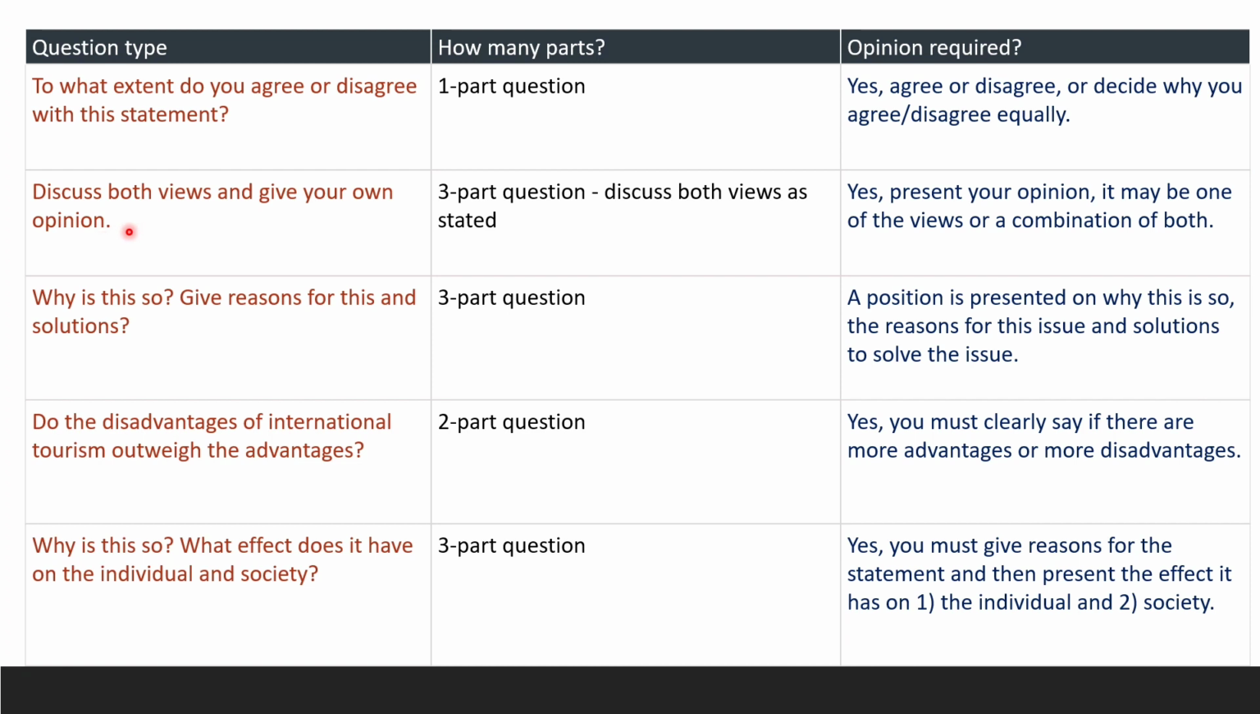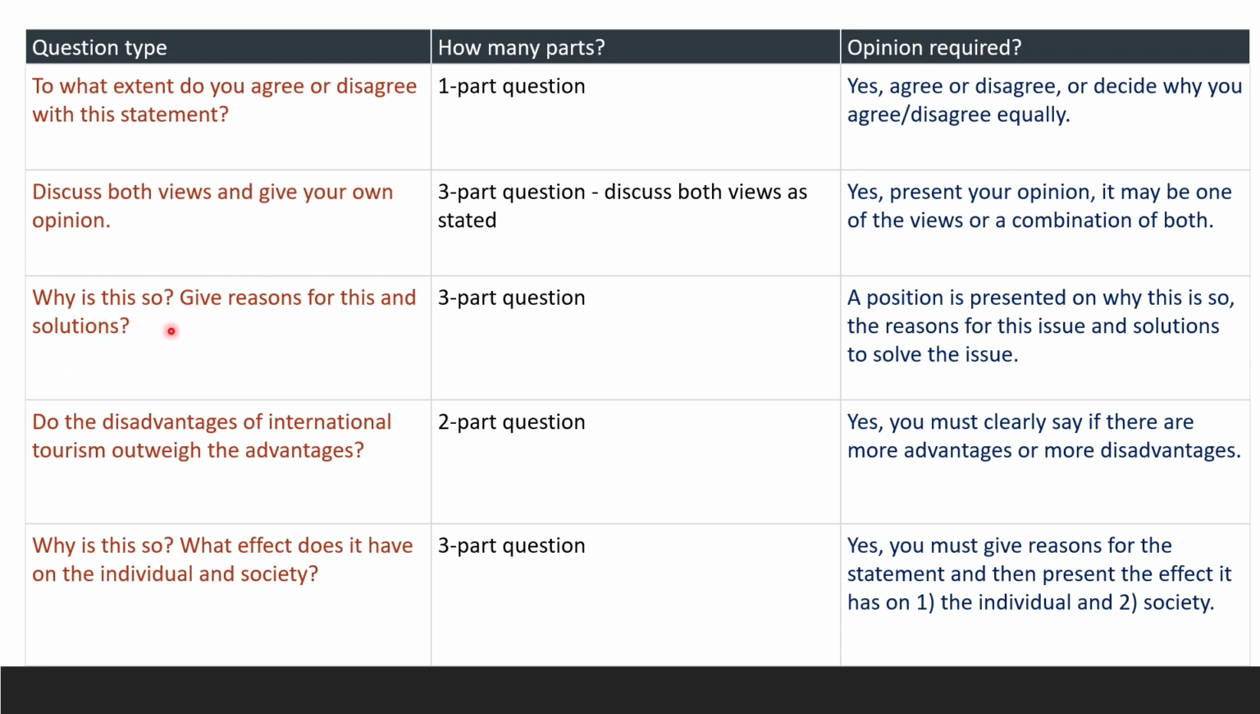Let's move to discuss both views and give your own opinion. This is a three-part question. Discuss both views as stated. Yes, you are presenting your opinion. It may be one of the views or a combination of both. So in this type of question, you need to discuss both the views which are given in the question, your points in favor or against those views, and then your own opinion into it.